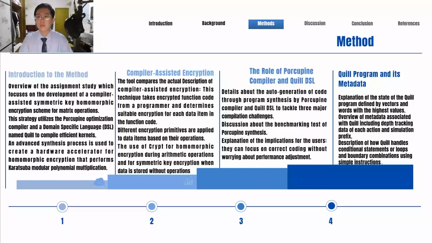And the Quill program and its metadata. Explanation of the state of the Quill program defined by vectors and words with the highest values. Overview of metadata associated with Quill, including depth tracking data of each action and simulation prefix. Description of how Quill handles conditional statements or loops and boundary combinations using simple instructions.